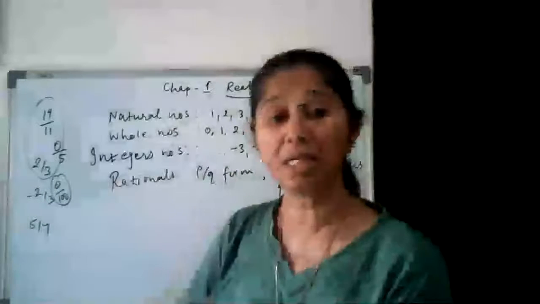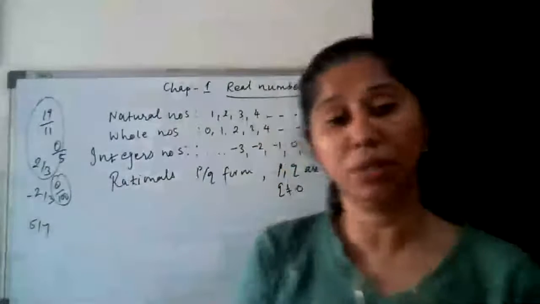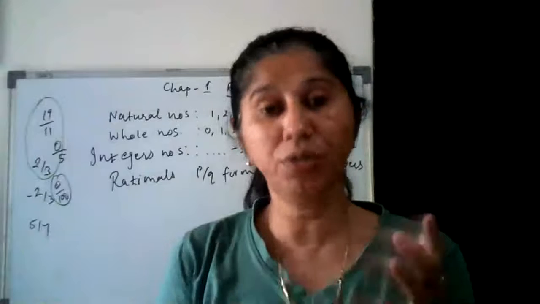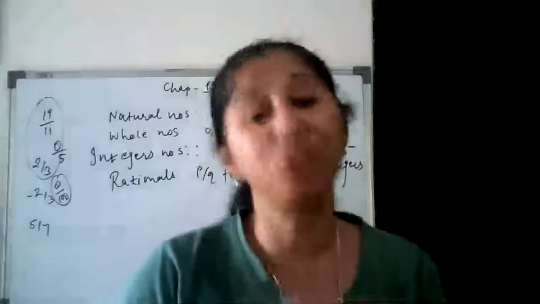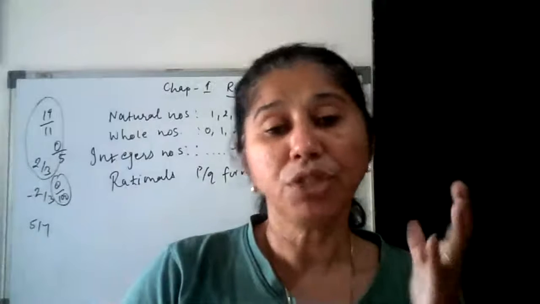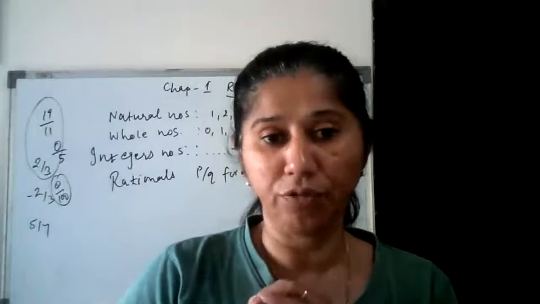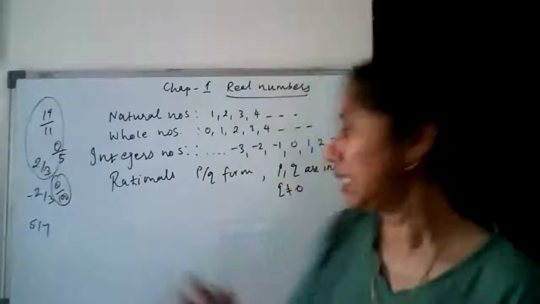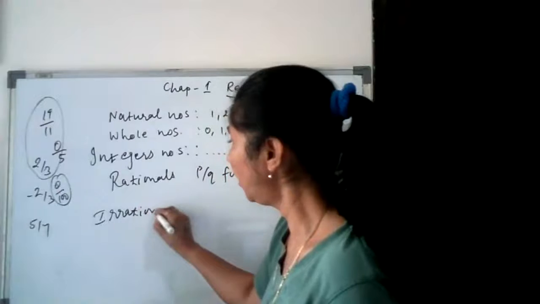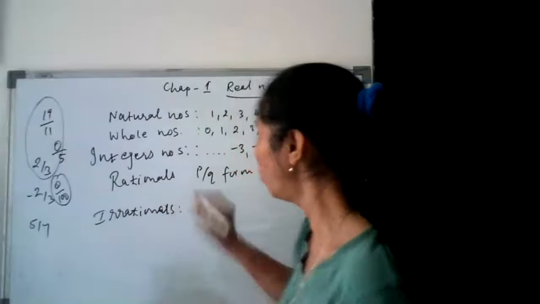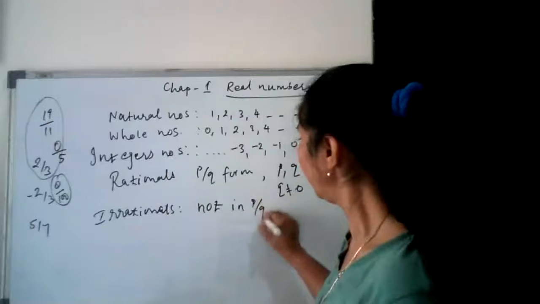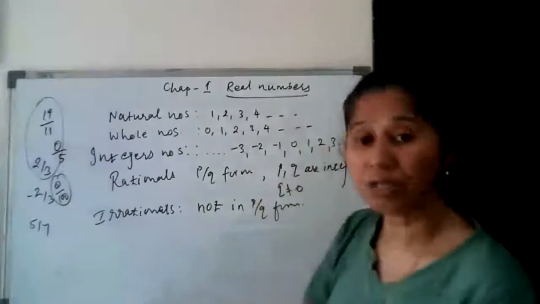After that, in class 9, you dealt with some numbers which are different from rationals. There were some numbers you learned, especially the square root by division method, which cannot be expressed in p by q form. We call them irrational numbers. There are many definitions for irrational numbers, but if a number is not in p by q form, we call it irrational.